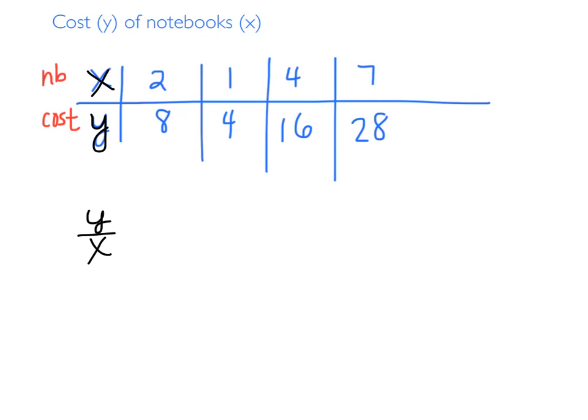Okay, and it should be the same for every single one of these. That's going to give you your unit rate or your constant of proportionality. So let's go ahead and start with the first one. I have 8, and if I divide that by 2, that gives me 4.